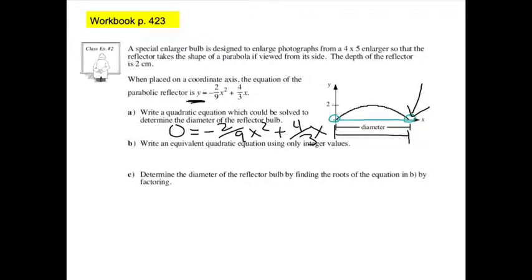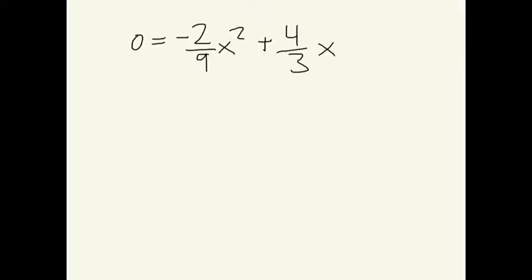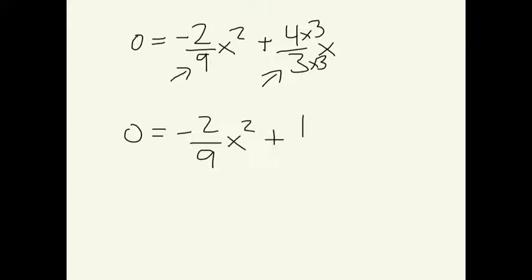Now we have to write an equivalent quadratic equation using only integers. It might make your question a little bit easier if you're able to do so. So essentially we have to get rid of these denominators. If it helps, we can change the denominators so that they're the same for the moment, and it might help you figure out what to do next. 9 and 3, well, we can multiply this one by 3 in order to make that 9. So what you have here is 0 is equal to negative 2 over 9 x squared plus 12 over 9 x.